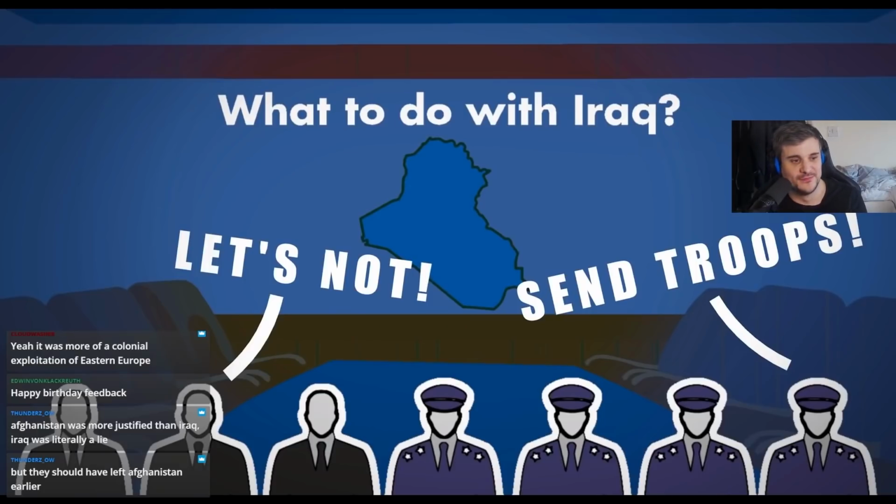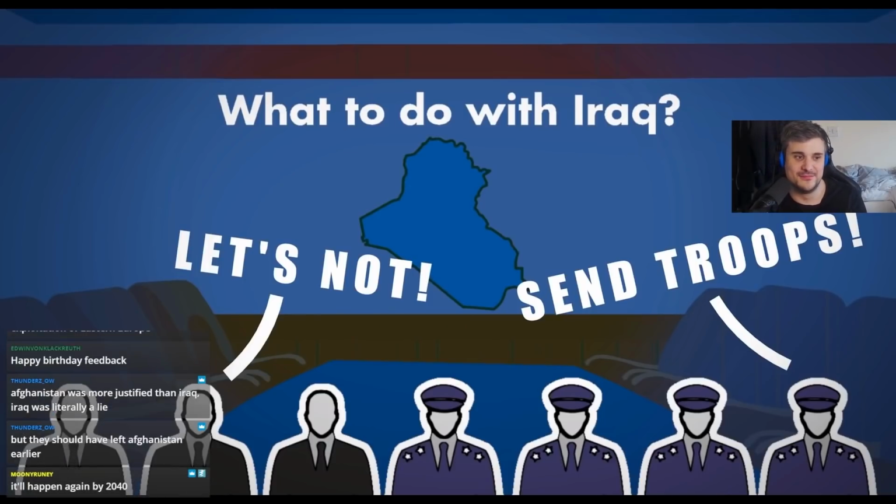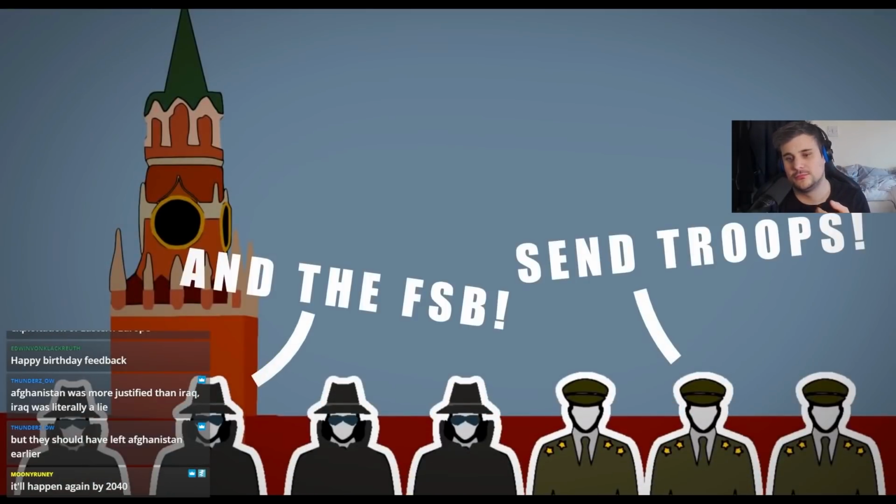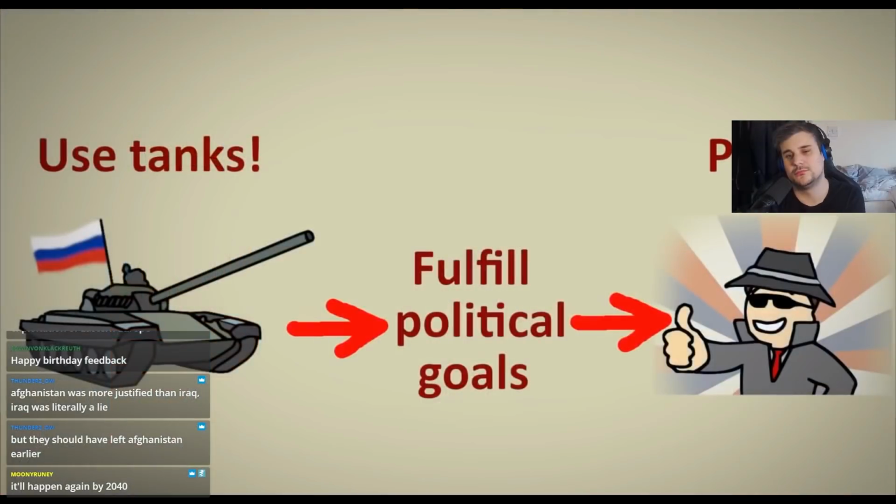This made the United States lean towards launching the invasions, which might not have been the best political move. Well, in Russia, the military and the security services are effectively responsible for running the country. And this made Russia rely more on military and security.